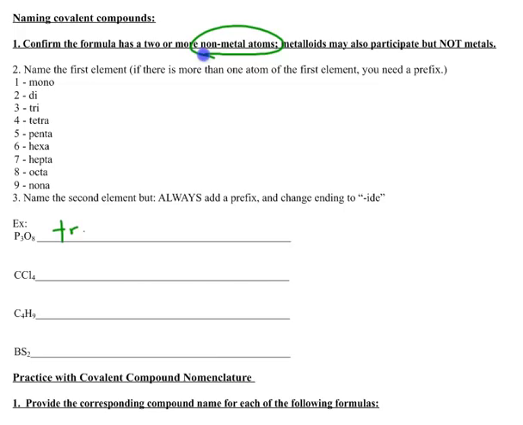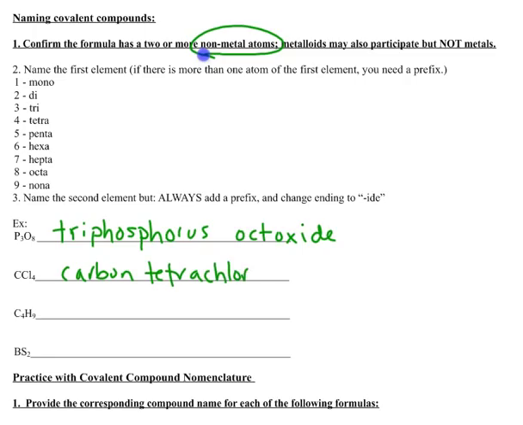P3O8, we have tri for the three, phosphorus oxide. Next one, we have carbon tetrachloride. Here we have tetracarbon nonahydride. We're going to stick the A in there to help us have a vowel to bridge the prefix to the actual element name, which is hydrogen, will become hydride. And then here we have boron disulfide.